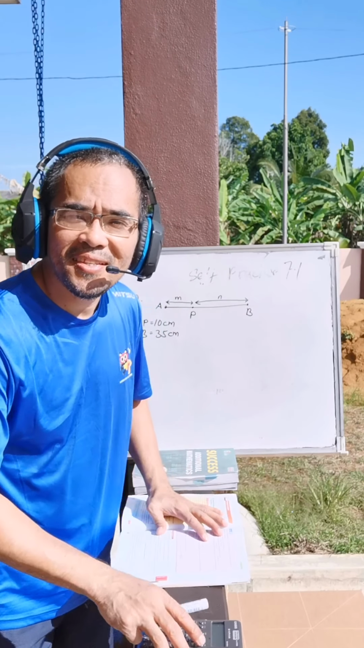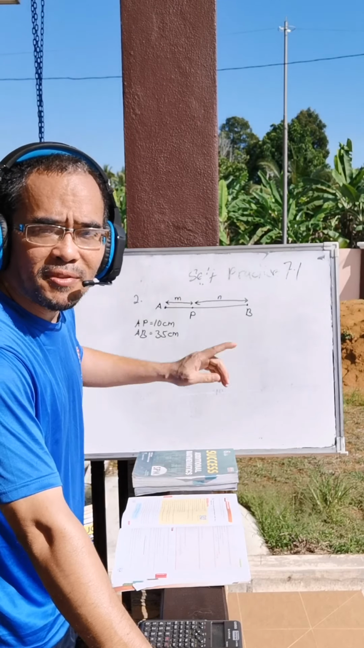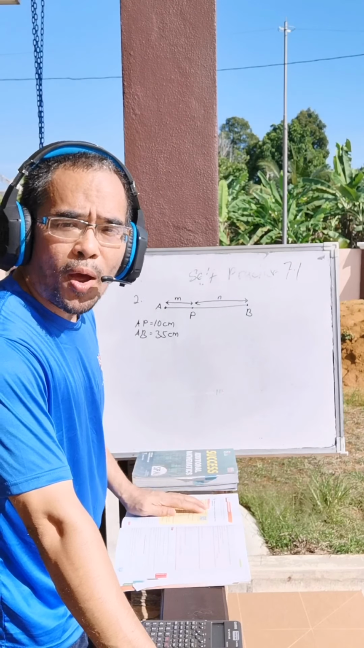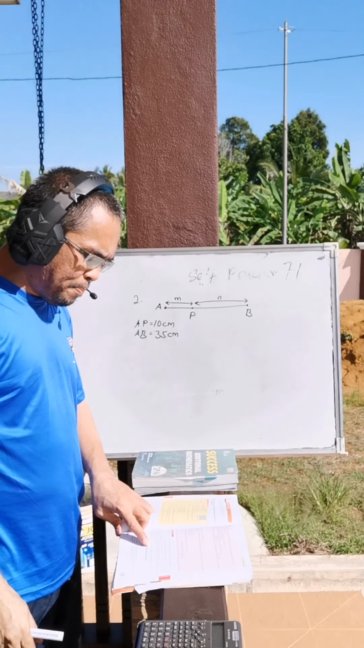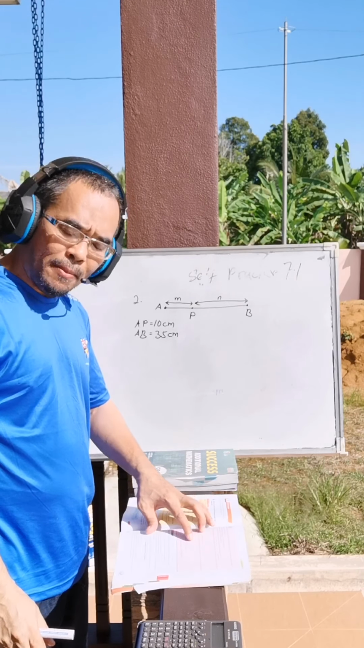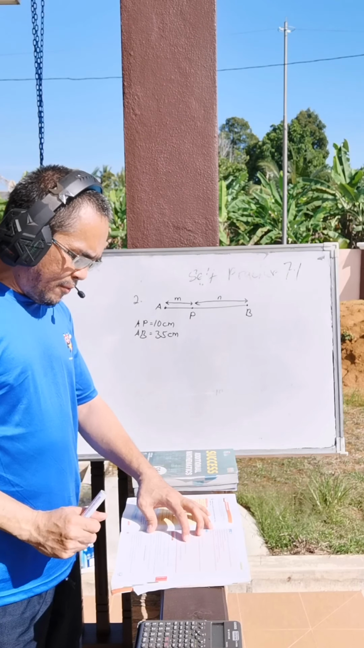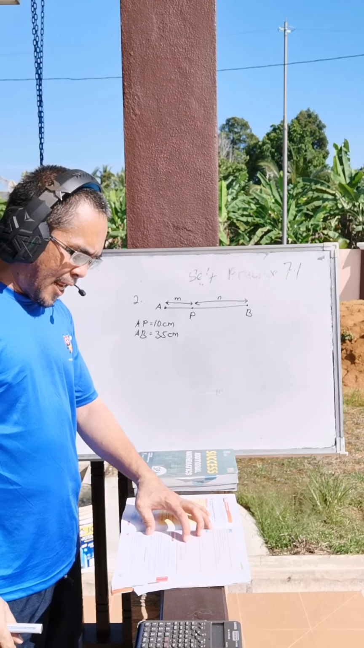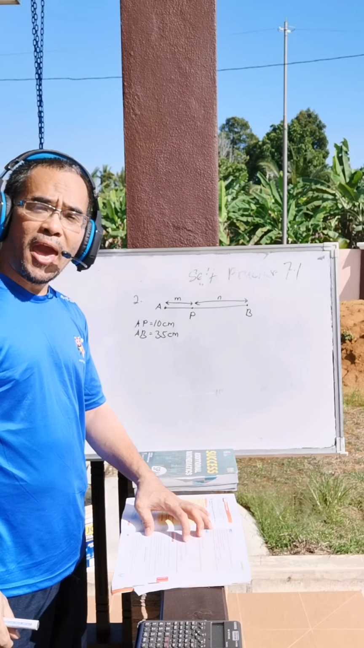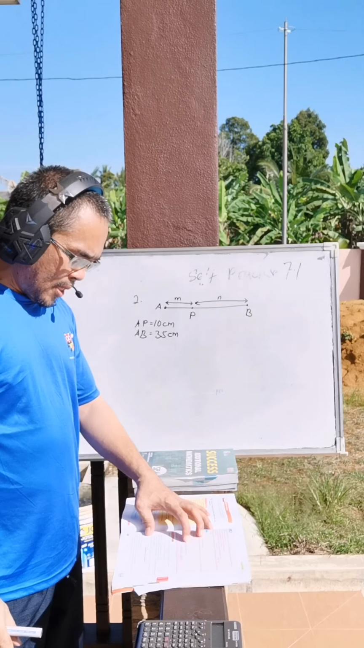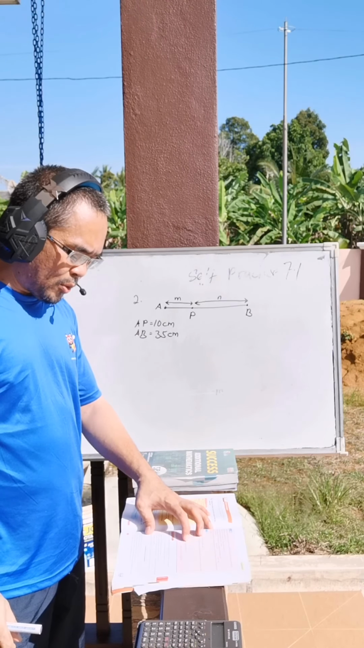See you again. We are doing question number 2 at Self Practice 7.1. Let me read the question. The diagram below shows point P which divides a piece of rope AB in the ratio M to N. Given AP equals 10 cm and AB equals 35 cm, A, find the values of M and N. And B, describe the position of P on the rope in relation to its ratio.